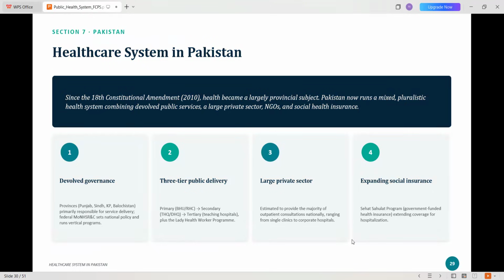Since the 18th Constitutional Amendment in 2010, the healthcare system in Pakistan has become largely a provincial subject. Pakistan now runs a mixed, pluralistic health system combining devolved public services, a large private sector, NGOs, and social health insurance. So it is devolved governance. Provinces are primarily responsible for service delivery, with three-tier public delivery, which includes primary, secondary, and tertiary, plus the Lady Health Worker program. The large private sector is estimated to provide the majority of outpatient consultations nationally. Expanding social insurance includes the Sehat Sahulat Program, a government-funded health insurance extending coverage for hospitalization.